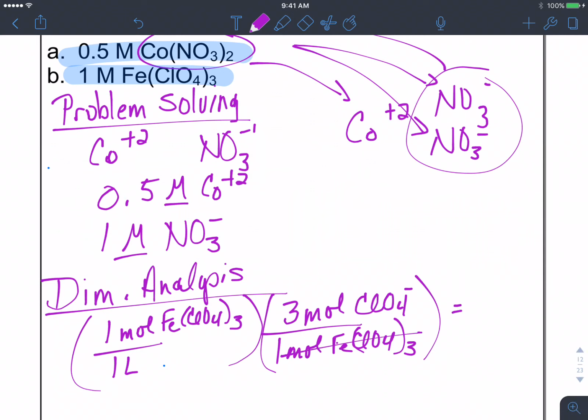So if we cross these things out, our solution will have a label of moles per liter, which we know means molarity. So the answer is 3 moles per liter. Again, you can problem solve that. For every mole of the Fe, you get 3 of those ions. So if it's 1 molar, that means of the whole solution, it'll be 3 molar of the perchlorate ions.